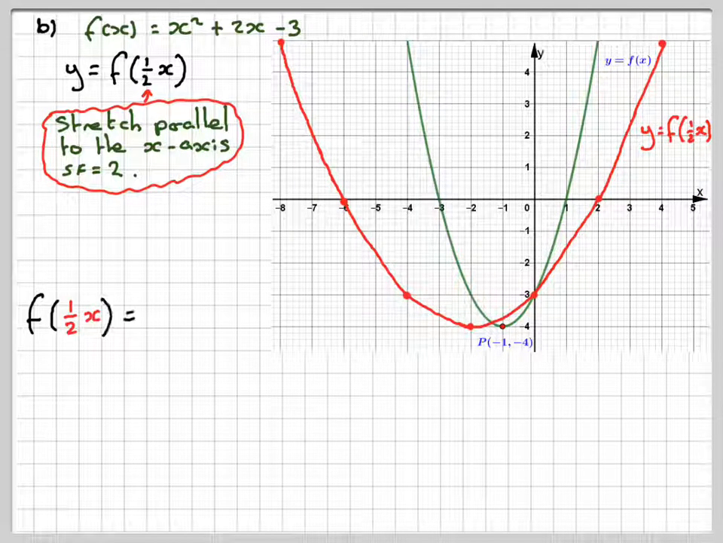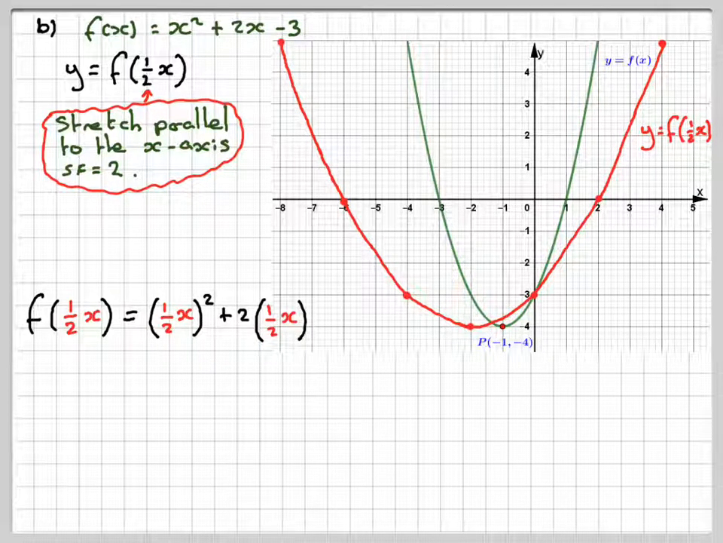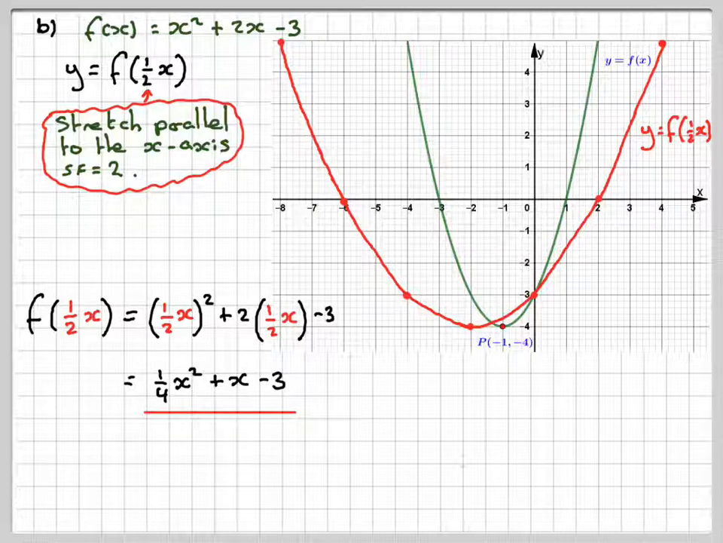Right, the actual equation, so f(½x). We put ½x instead of x in each of these. We get (½x)² + 2 × ½x − 3. Now (½x)², well, ½ squared is a quarter, so it'll be ¼x², plus 2 times a half, which is plus x, minus 3.